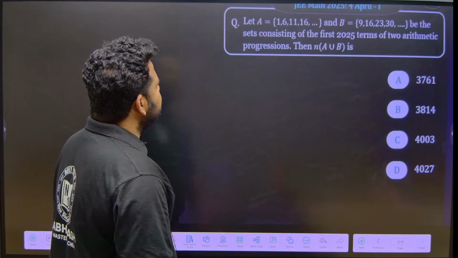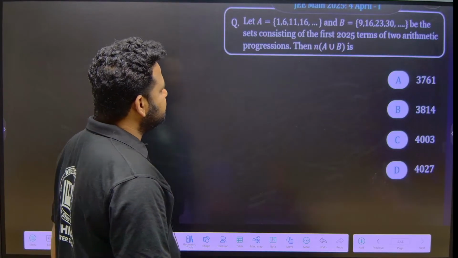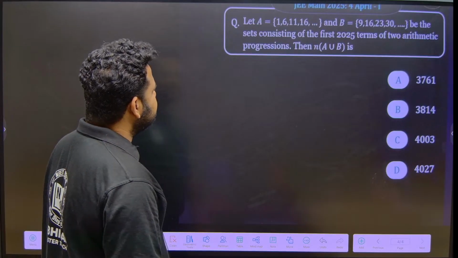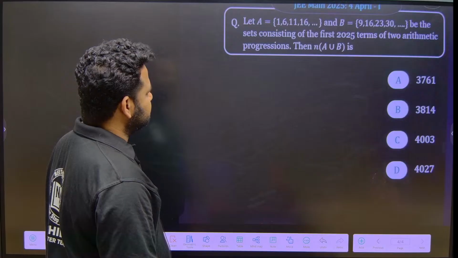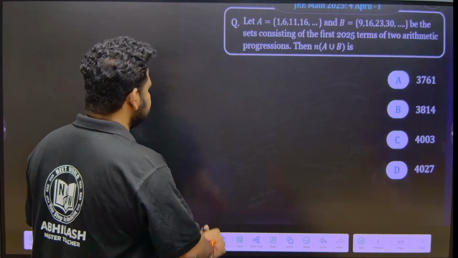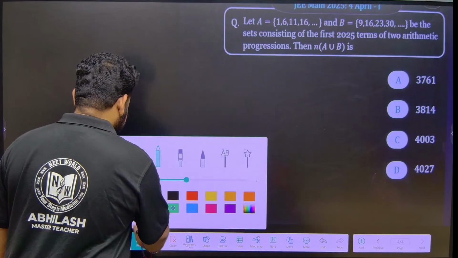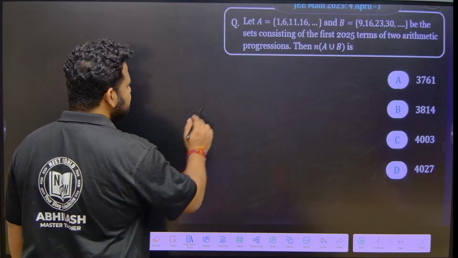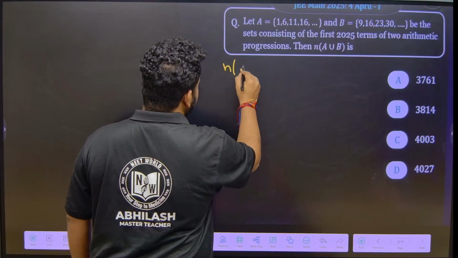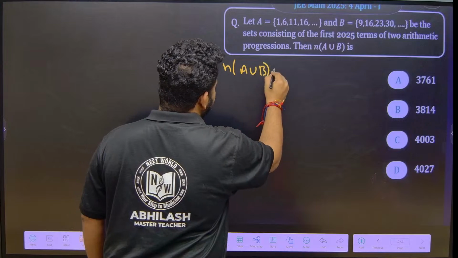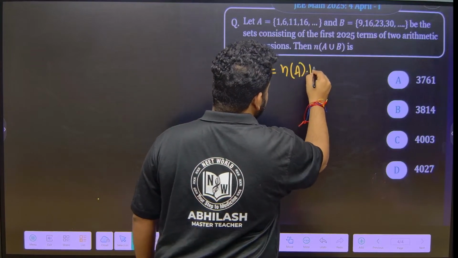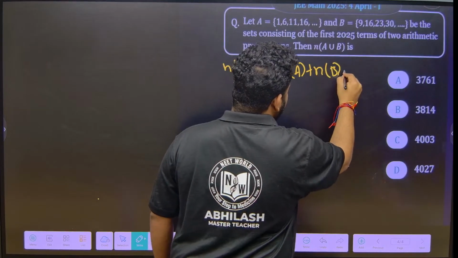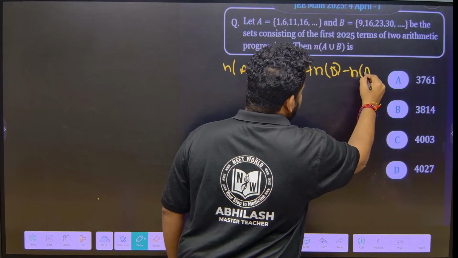So let A be the set of some numbers and B be the set of some numbers, the sets consisting of the first 2025 terms of the two arithmetic progressions. There are two APs. Then they are asking us to find n of A union B, the number of elements in A union B. The formula for this is n of A plus n of B minus n of A intersection B.